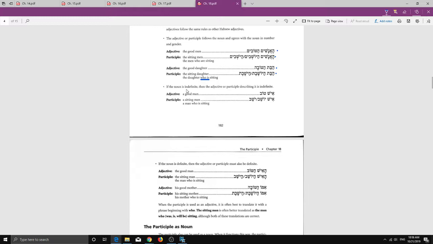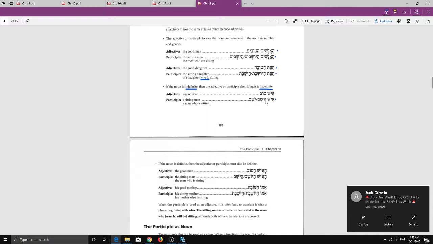And then, of course, if the noun is indefinite and the participle is acting as an adjective, then the participle will also be indefinite. So here is that example with a regular adjective, ish tov, a man, a good one, a good man. And then here it is as a participle, ish yoshev, so a man, a sitting one, a sitting man.